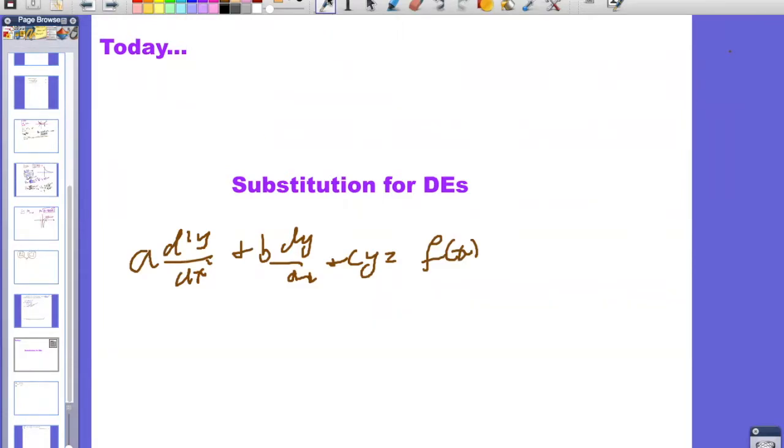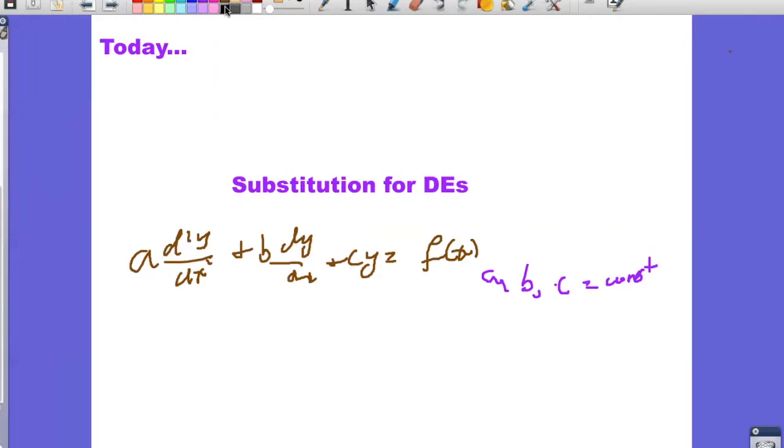But we may have differential equations. In this case, a, b, and c are constants. But we may have differential equations in which these coefficients here are not constants.